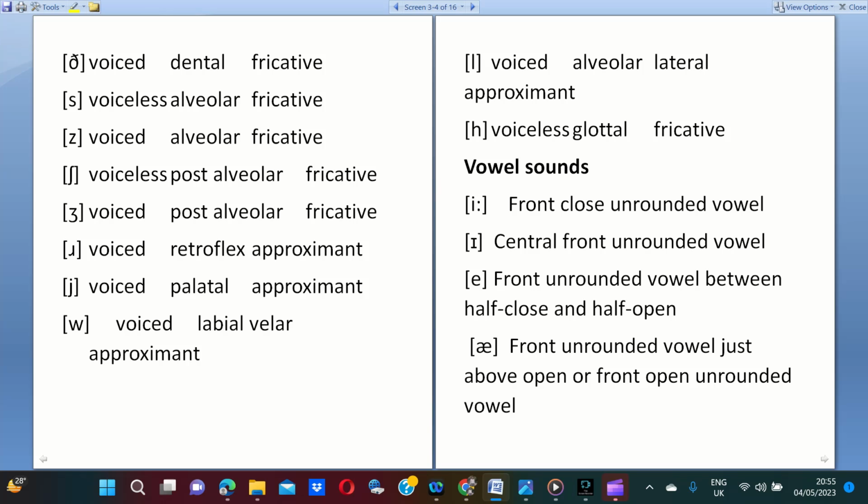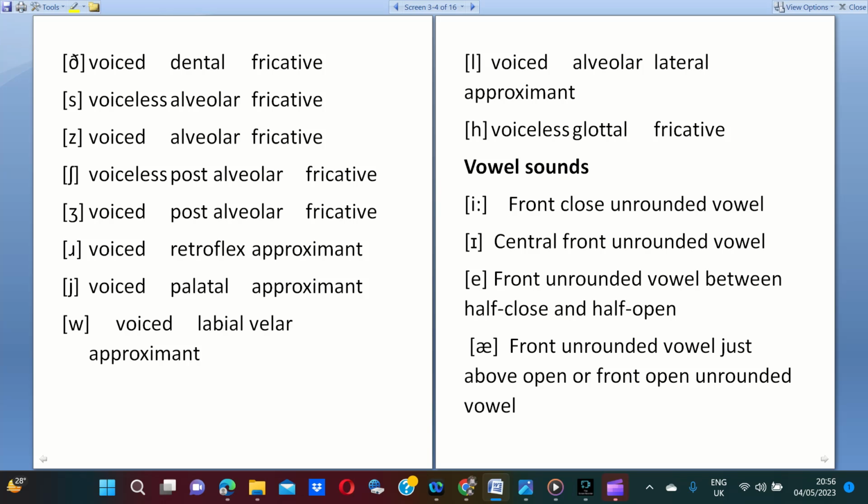Next, the la sound. La is voiced. We know that while producing this sound, the front part of the tongue touches the alveolar region. Why do we call it a lateral approximant? While producing the la sound, air escapes from the sides of the tongue. Air escapes through the sides of the tongue.